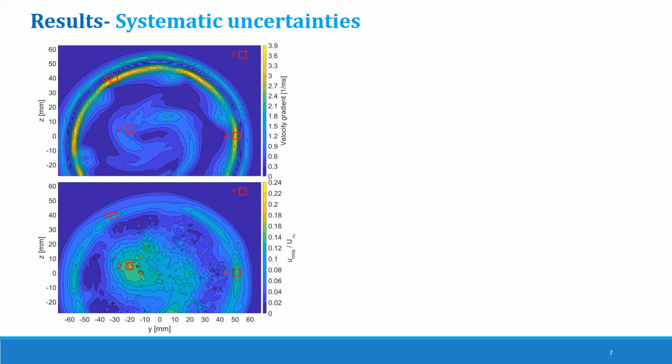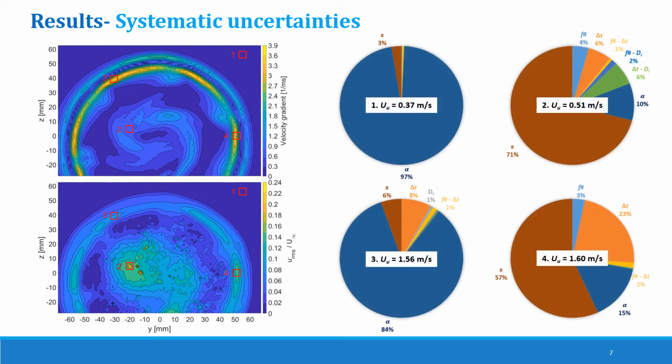The systematic uncertainties due to the individual factors are calculated by following analysis of variances. Their contributions to the total uncertainty in the streamwise velocity are shown in the form of pie charts for the 4 regions. The corresponding total uncertainties in the mean streamwise velocity can be seen at the centers of the pie charts. As mentioned earlier, the total uncertainty increases with increase in the velocity gradient and the flow fluctuations.